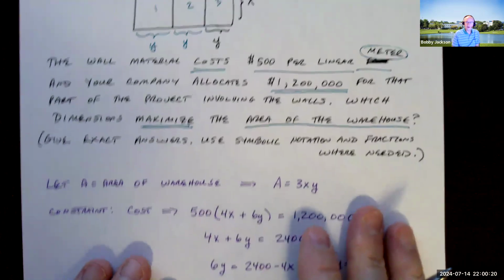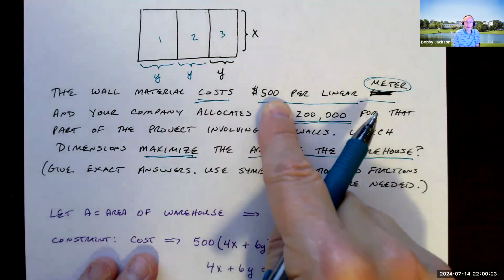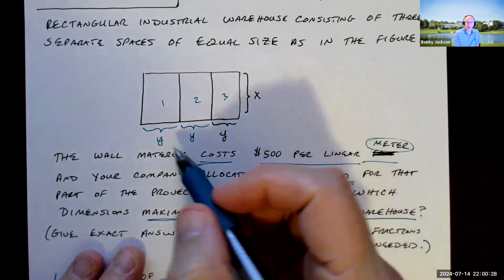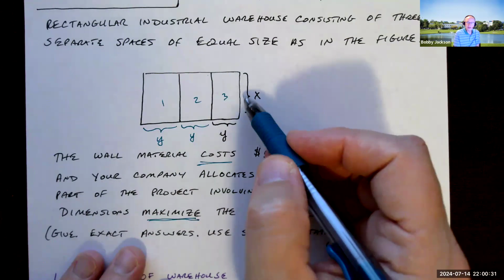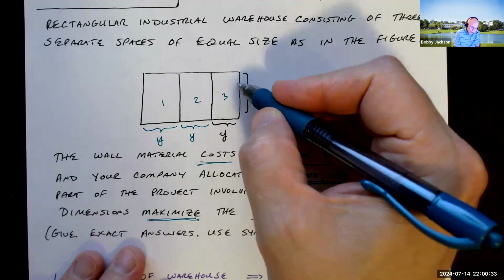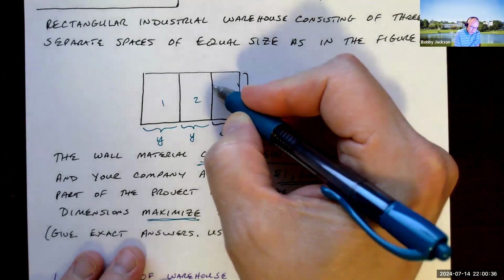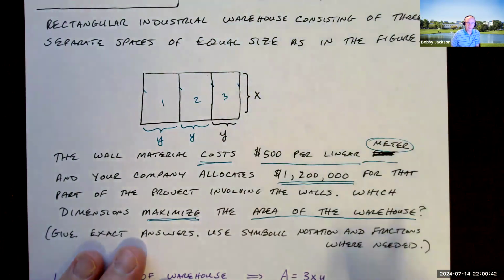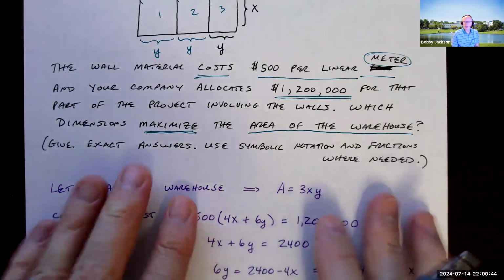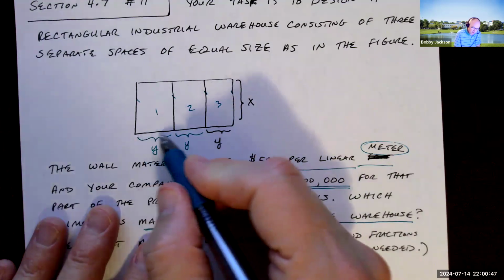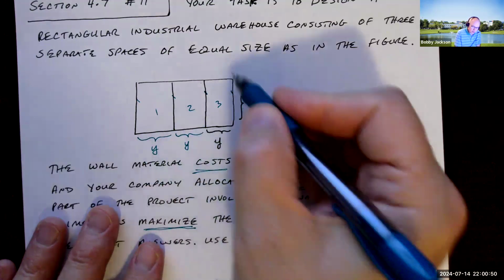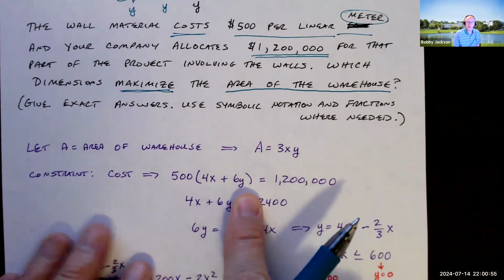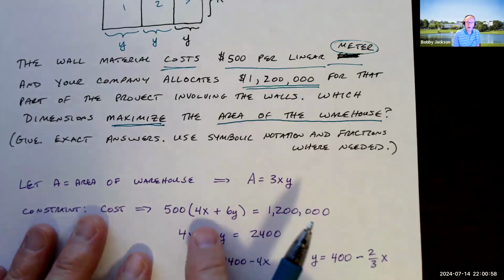So what is the cost to build this structure? It's $500 per linear meter. How many meters to construct the walls? Well, we need how many x lengths? Let's count them: 1, 2, 3, 4. Each of these lengths right here will be x long, so I've got 4x. How about the y length? This is 1, 2, 3, and then 4, 5, 6. So I've got a total of 6 y lengths. The total amount of walls we would need is 4x plus 6y.